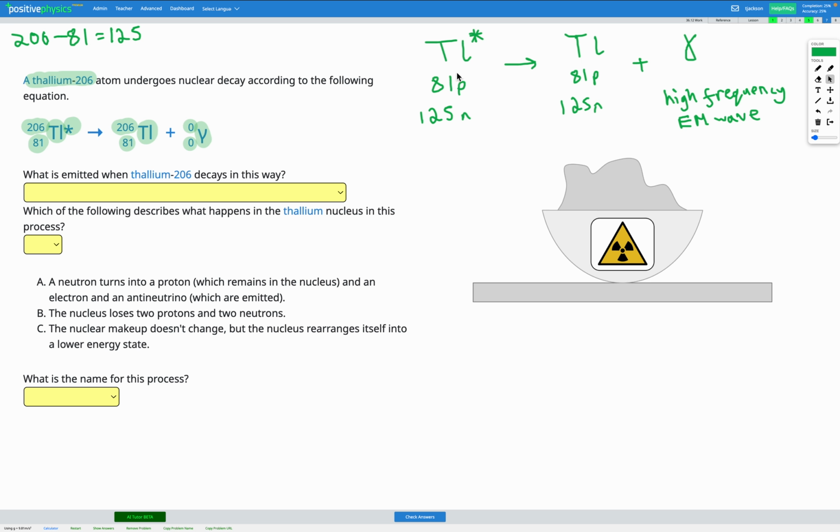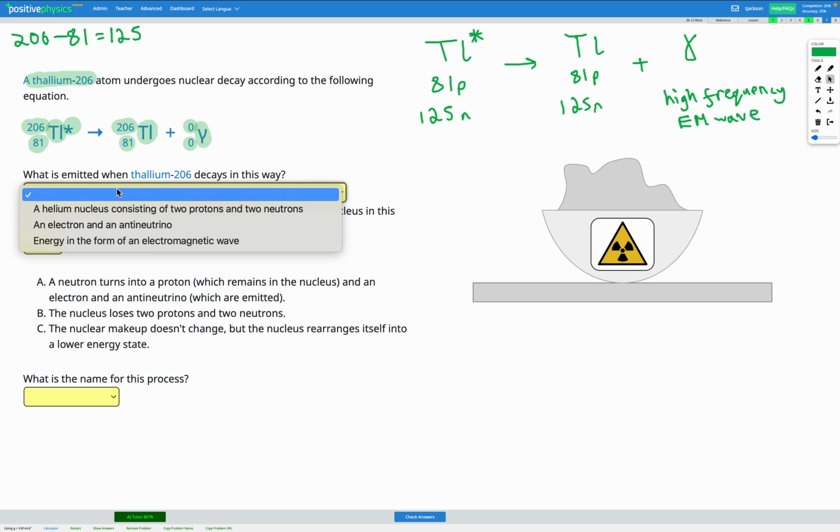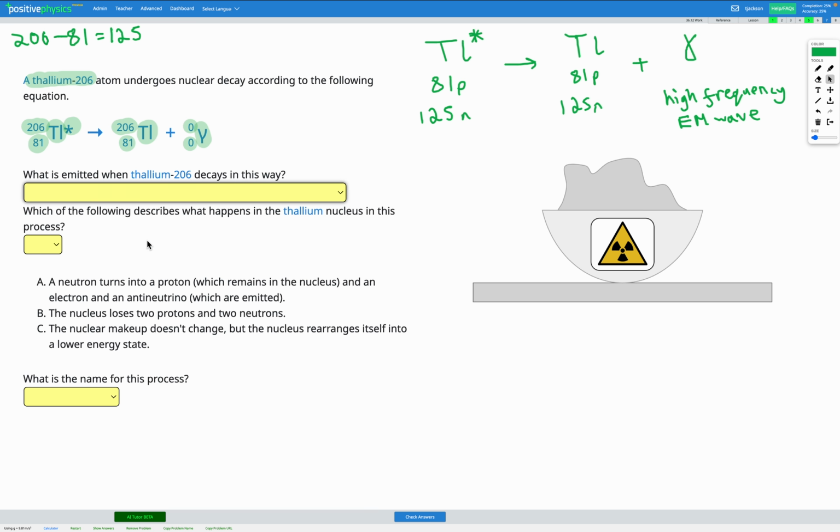So we can see we had a higher energy thallium atom, and the atom itself doesn't change, but it releases energy in the form of this high frequency electromagnetic wave. And that's how it reduces the energy state of the nucleus. So what's emitted? It emits an electromagnetic wave of energy.